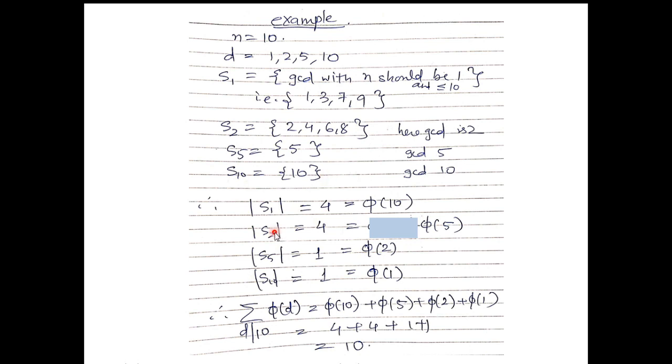Let us see the order of S_1. How many numbers are there in S_1? S_1 has 4, S_2 has 4, S_5 has 1 member, S_10 has 1 member. So this we can write as phi of 10 is 4, phi of 5 is also 4, phi of 2 is 1, phi of 1 is 1. So the summation of phi d is phi 10 plus phi 5 plus phi 2 plus phi 1, which is your n. N is 10.